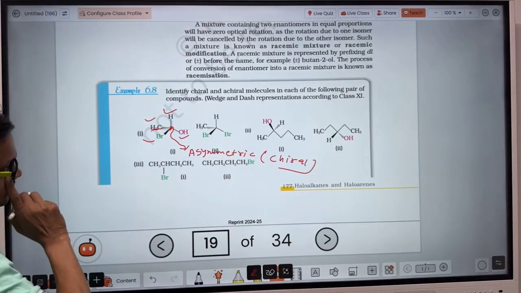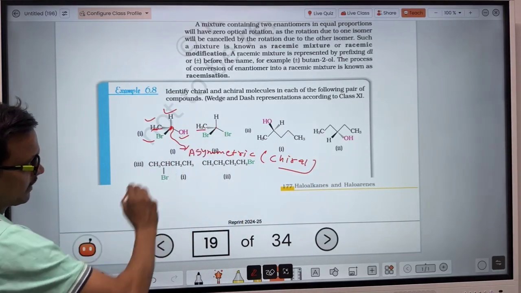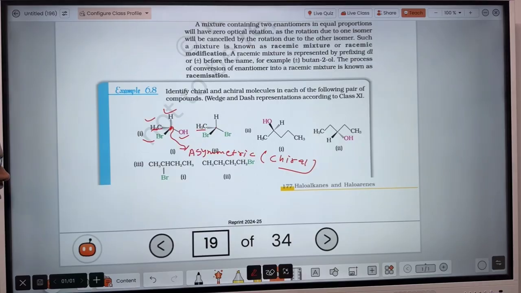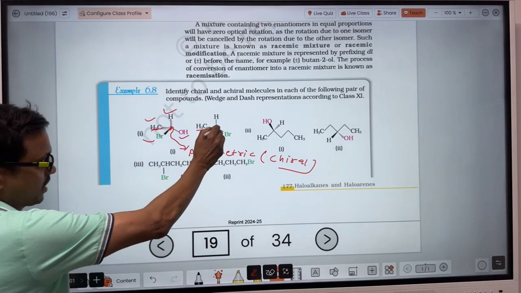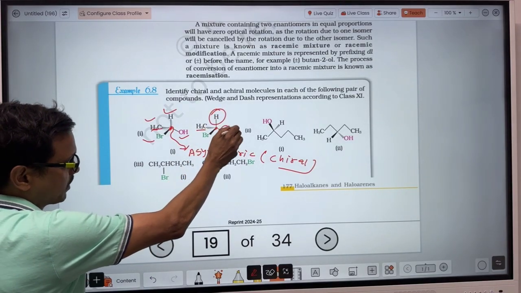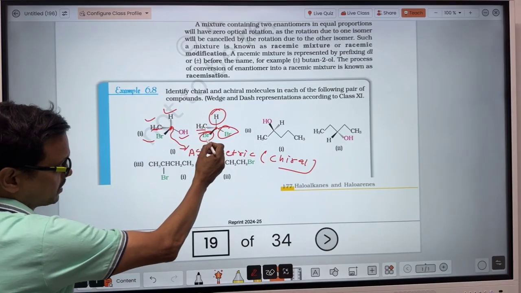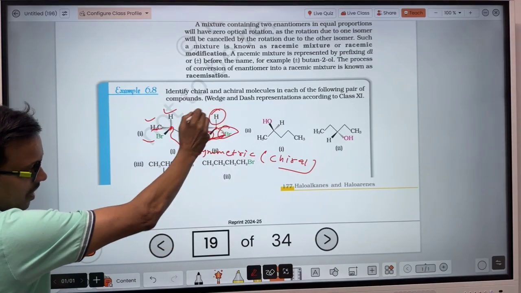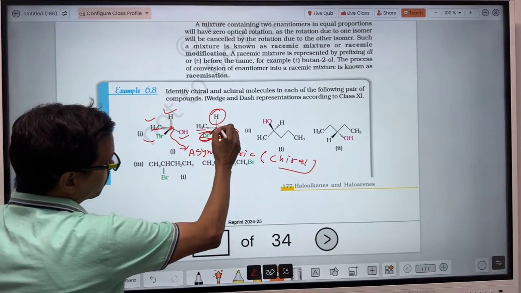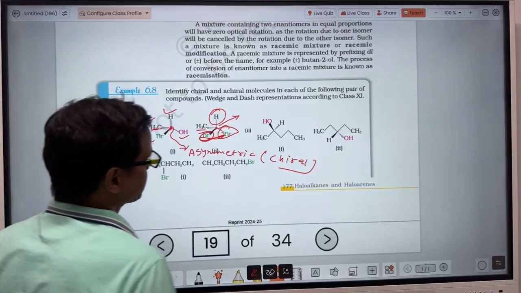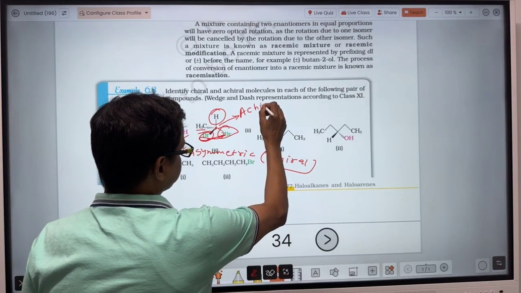Now about this molecule here. This carbon is not asymmetric. Now this carbon has one hydrogen, one bromine, and here also bromine. So these two are the same, all four are not different. So there is no asymmetric carbon atom, and this molecule is achiral.